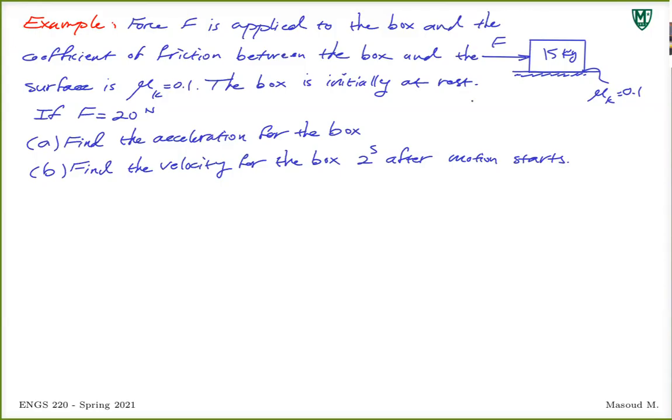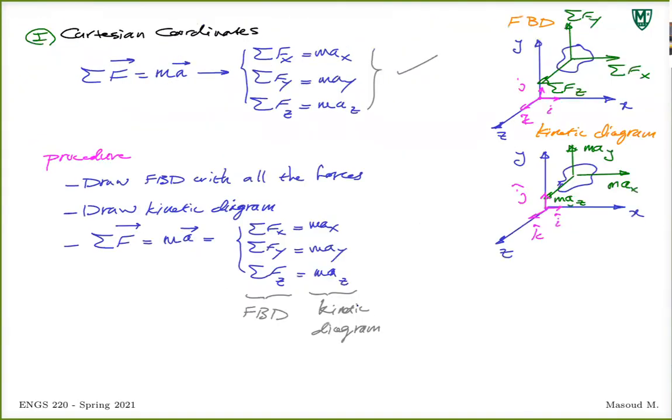So we're going to follow this procedure now. This is the typical situation that you have to deal with. Draw the free body diagram with all the forces. Draw the kinetic diagram. And then make them equal, so you can find all the unknowns you're looking for. Let's see how this works.